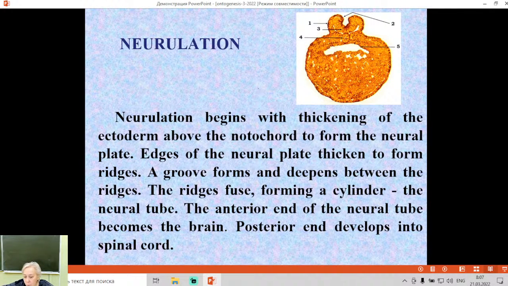Neurulation begins with thickening of the ectoderm above the notochord to form the neural plate. Edges of the neural plate thicken, and you see on this slide, to form ridges. A groove forms between the ridges. The ridges fuse after that, forming a cylinder, the neural tube. The anterior end of the neural tube becomes the brain, and the posterior end develops into the spinal cord.